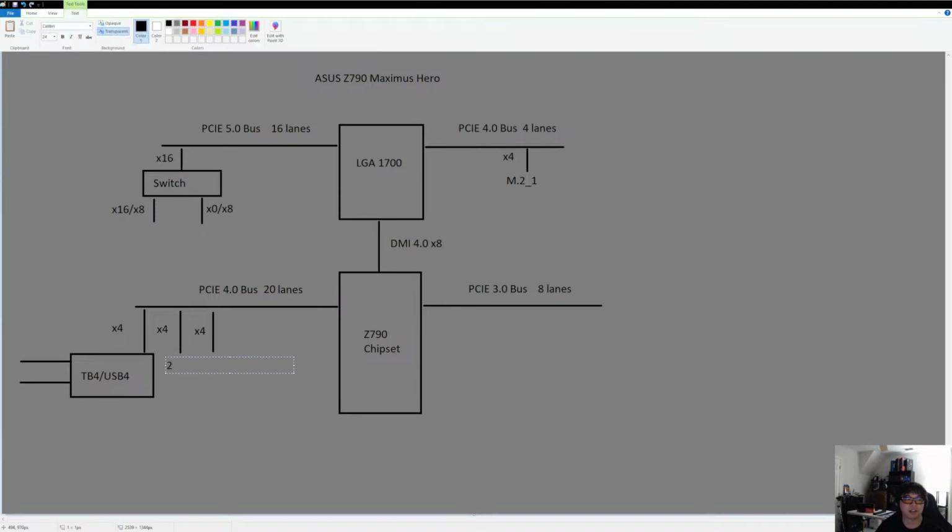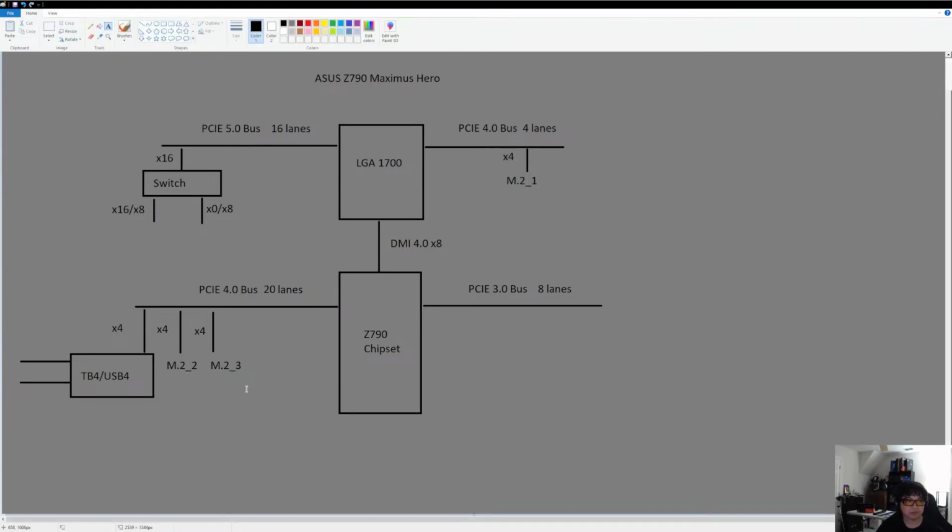And then this is what? M.2_2 and M.2_3. Oh, of the... Okay. Yeah, I see. It literally says Gen 5 on M.2_1, but it doesn't say it on M.2_2. So that will never be able to do Gen 5, and it's not because of the motherboard. It's because the actual Hyper M.2 card doesn't support Gen 5 physically on the card itself. Okay, so that's 12 out of 20.